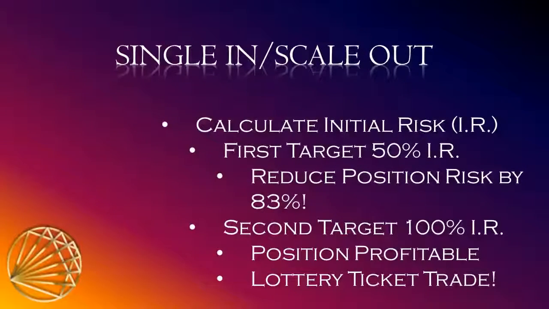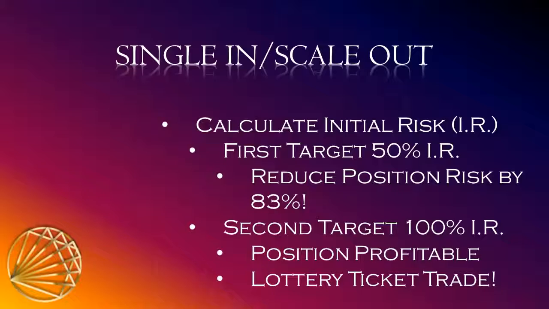So in review, the single and scale out method is a useful tool for most traders and is something that I like to use every time I do a trade. It really is an easy way to reduce risk. The rules are quite simple. First, identify your initial risk. Then calculate your targets. Your first target is 50% of your initial risk, and your second target is 100% of your initial risk.